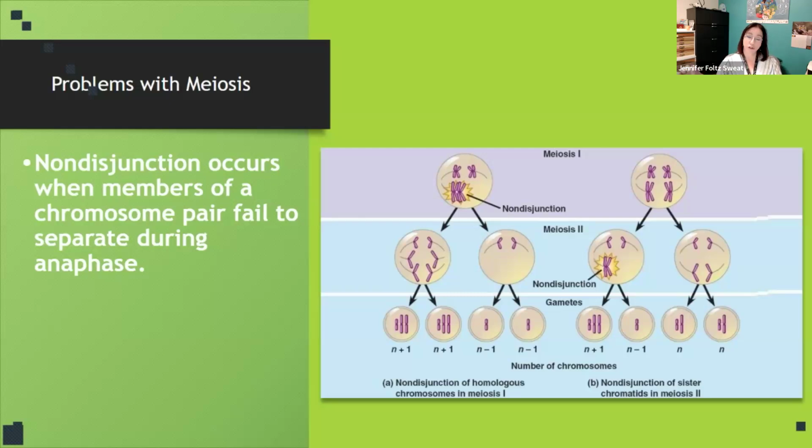Okay, so non-disjunction, either homologous chromosomes do not separate, or in meiosis 2, sister chromatids do not separate. And depending on whether it occurs in meiosis 1 or meiosis 2, that determines like how many of your gametes would be normal. Does that make sense? And so why does this happen?